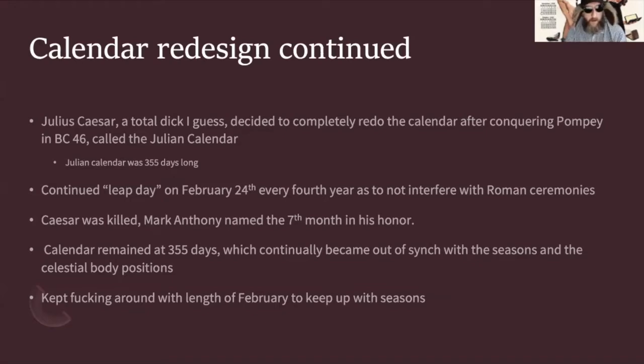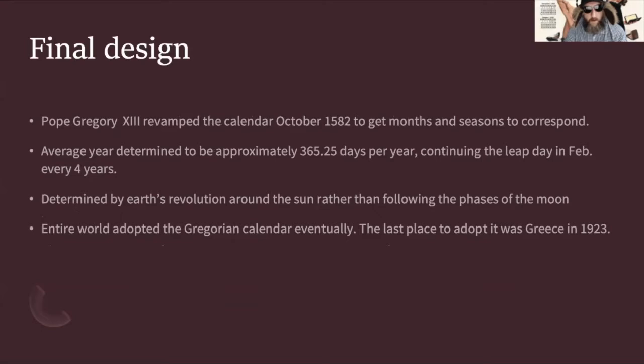And of course Julius Caesar was killed, and Mark Antony named the 7th month in his honor, and it's July, Julius, and we'll get back to that. Oh, I spelled Antony wrong. I spelled it Anthony. So the calendar remained at 355 days, which continually became out of sync with the seasons and celestial body positions and whatnot. So they had to keep fooling around with February days in order to keep up with the seasons.